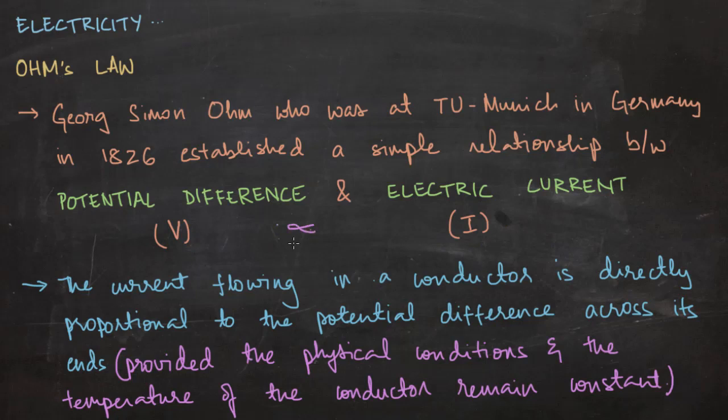This is how we write directly proportional. As per Ohm's law, we wrote V is directly proportional to I. The direct proportionality sign implies that if the potential across the conductor was doubled, the current in the circuit would have been doubled. Likewise, if the potential was halved, the current also would get halved.